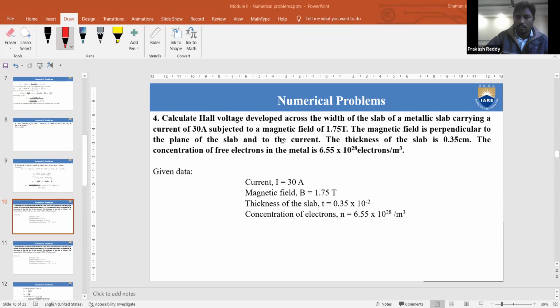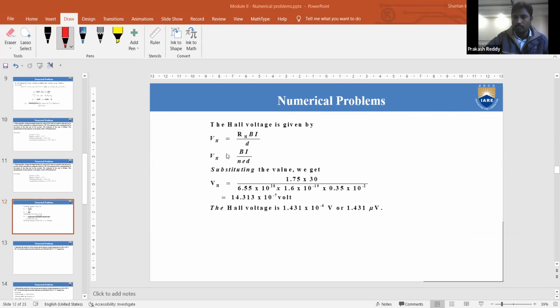After that, calculate the Hall voltage developed across the width of a metallic slab carrying a current of 30 amperes, subjected to a magnetic field of 1.75 Tesla. The magnetic field is perpendicular to the plane of the slab and to the current also. So we know that is the Hall effect. All three components are mutually perpendicular to each other: current, magnetic field, and electric field. The thickness of the slab is 0.35 centimeters. The concentration of free electrons in the metal is 6.55 into 10 power 28 electrons per meter cubed. So using the data, try to find out VH.